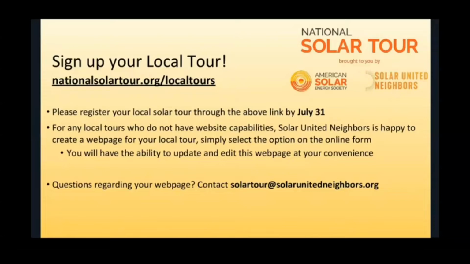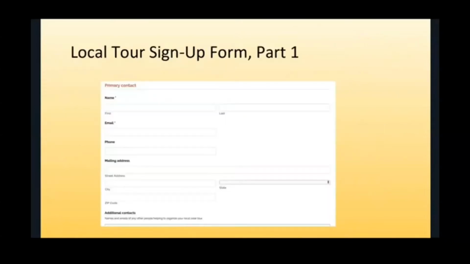Here is an example of the sign-up form at nationalsolartour.org/local tours. First, we just need your name, email, phone number, and other contact information. If you have an additional tour organizer, you can put their name in this form here.